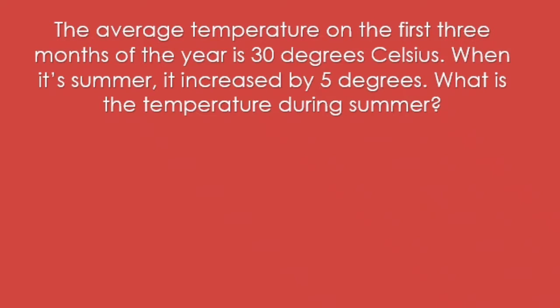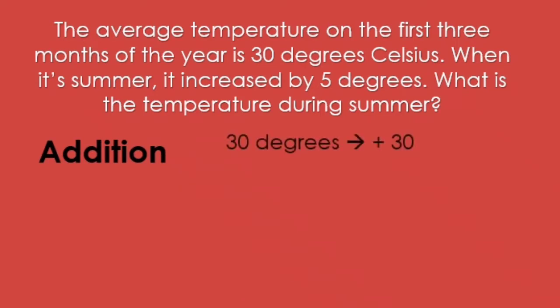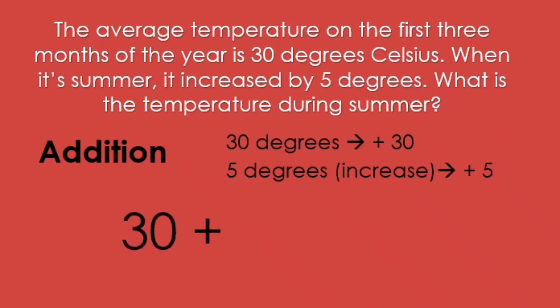Now, what operation shall we use? We will use addition. Now, let's identify the given. First given, we have 30 degrees. It will be represented as positive 30. Next, we have 5 degrees as an increase, which will be represented as positive 5. And our addition sentence will be 30 plus 5 equals blank.